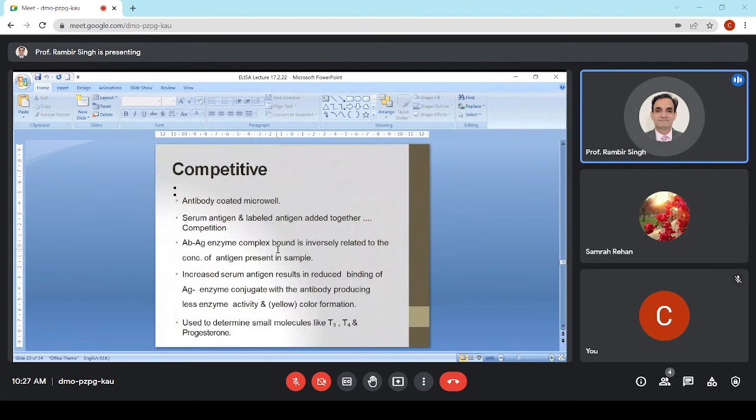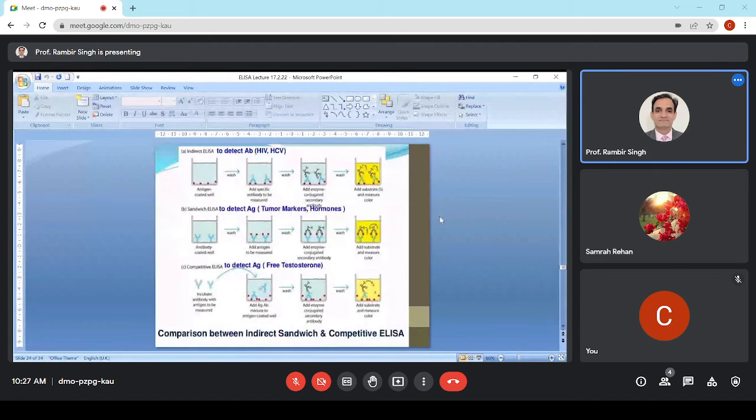Now, competitive ELISA. This also we perform. How competitive ELISA is performed, you just try to understand from this picture. These are the indirect ELISA that we discussed: we have the antigen, then the primary antibody, then the secondary antibody, and then we get the color. Then we have sandwich, where the antigen is bound. We have an antigen, a detection antibody, and then a secondary antibody, and again we get the color.